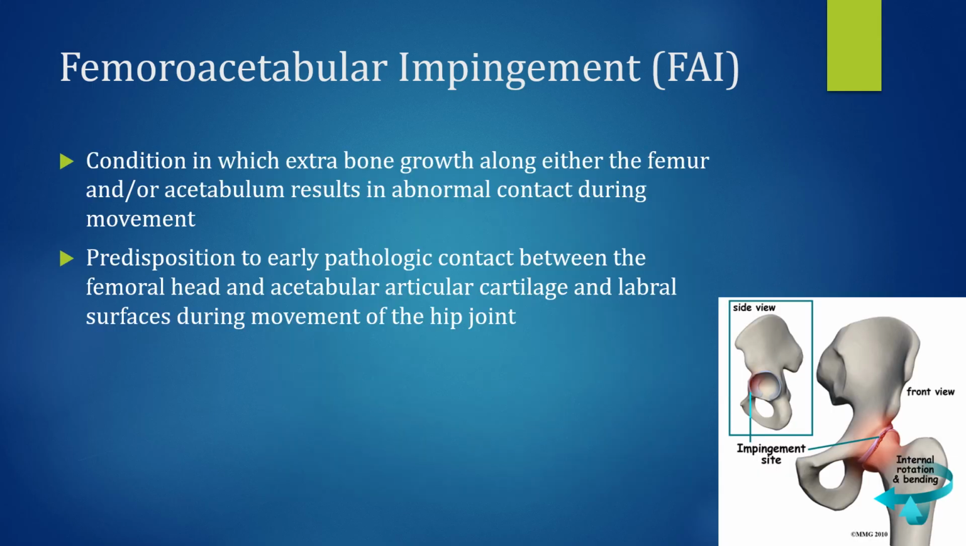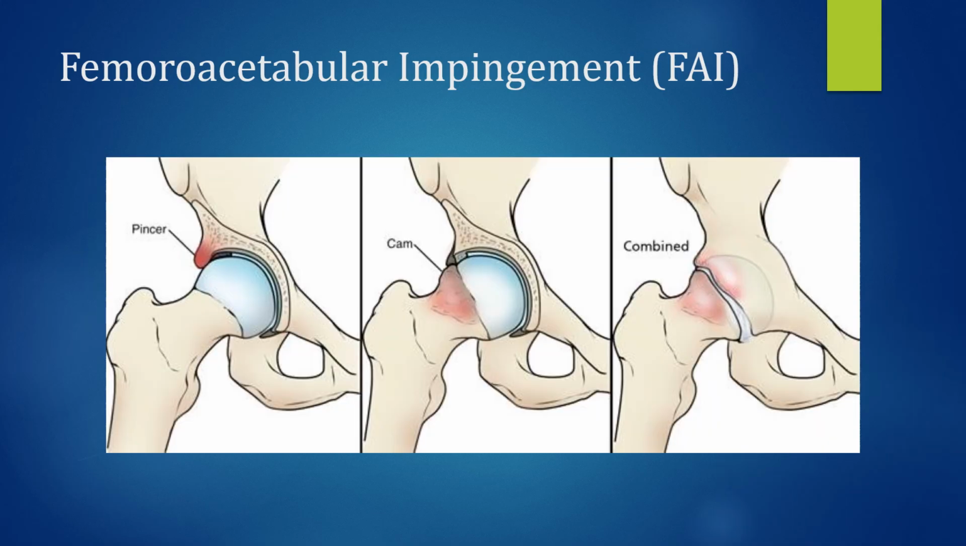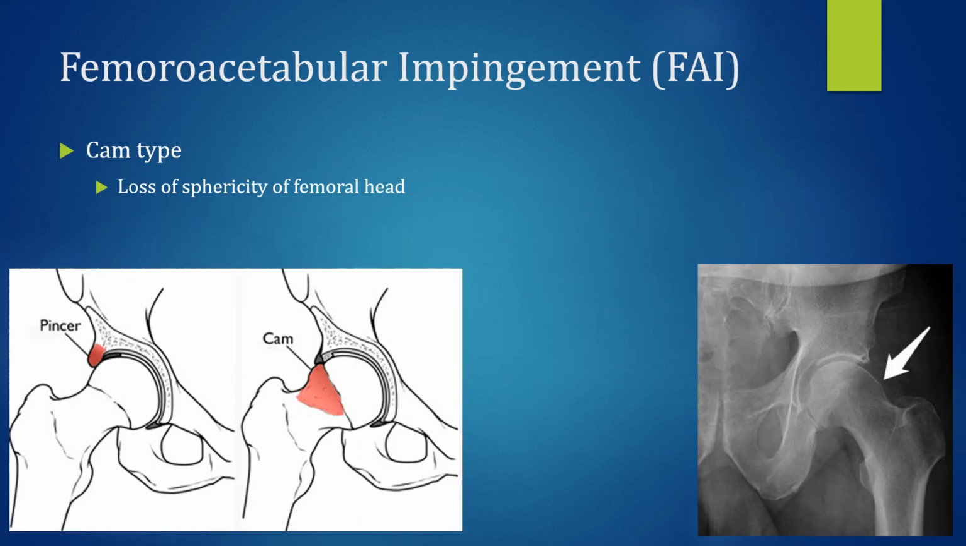FAI is a condition in which there is extra bone growth along the femoral head and/or the lateral aspect of the acetabulum. The extra bone formation results in abnormal contact about the hip joint during movement, most notably during flexion and internal rotation range of motion. This can result in changes in the cartilage or labrum over time. So there are three different types of FAI that exist: pincer, cam, and combined. So we're going to dive into each of these individually in more detail.